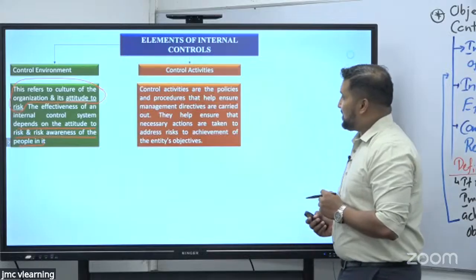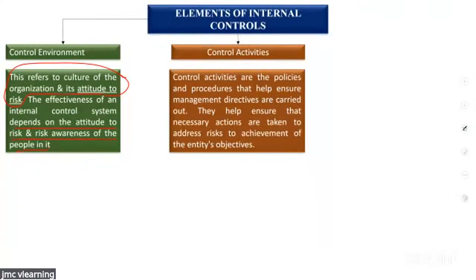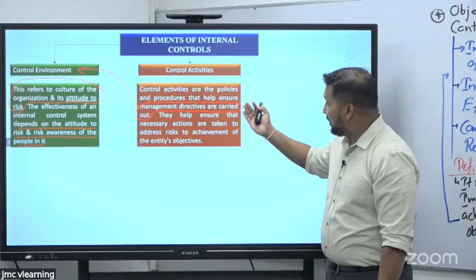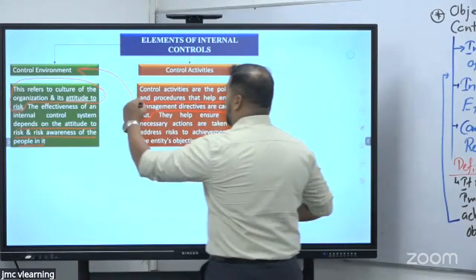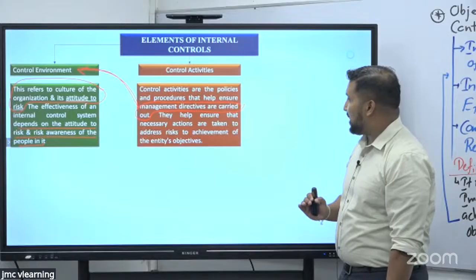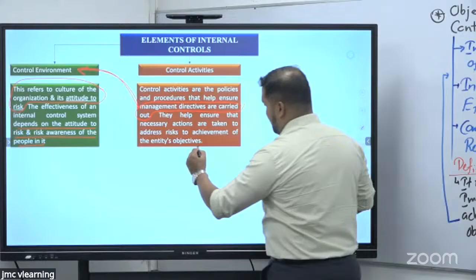Now control activities. Control activities are the policies and procedures that help to ensure that management directives are carried out. So what do you mean by management directives being carried out? That means basically the objectives of the control environment. They help to ensure that necessary actions are taken to address the risks to achievement of the entity's objectives.